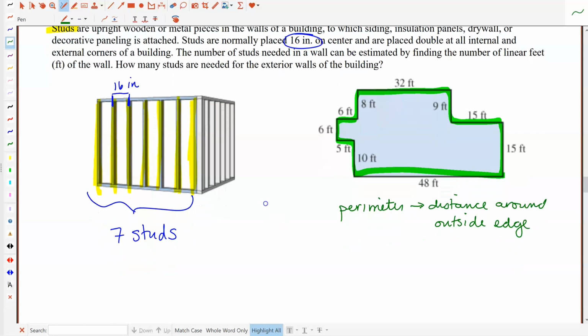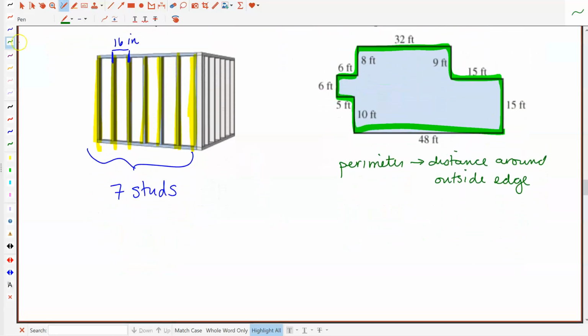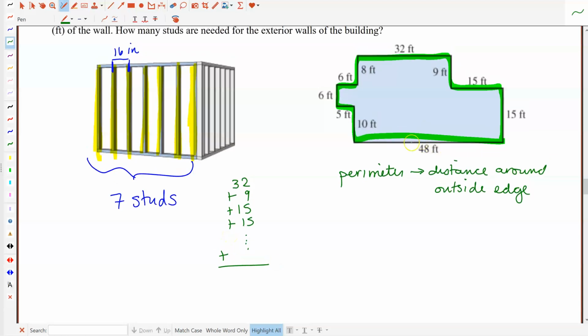Now in this particular picture, they've labeled all of the distances for us, which is pretty nice. So we're just going to go ahead and add all of them up. Now you could put these all in a column, like 32 plus 9 plus 15 plus another 15, and go through and add them all up as a column. But when I see a problem like this, I naturally just start grouping them. So I've got some big numbers right here, like the 48 and the 32, so I'm just going to put those down. Then I start grouping the numbers, like this 15 here and this 15 here. 15 plus 15 is 30, so I'm going to put that in my list as a 30.